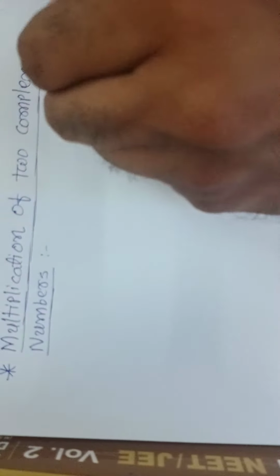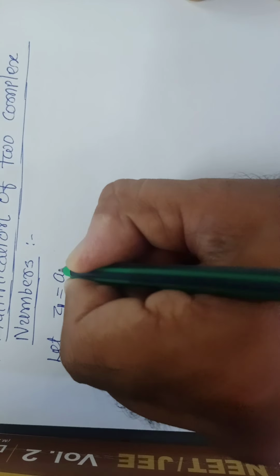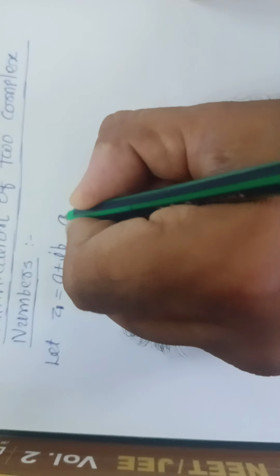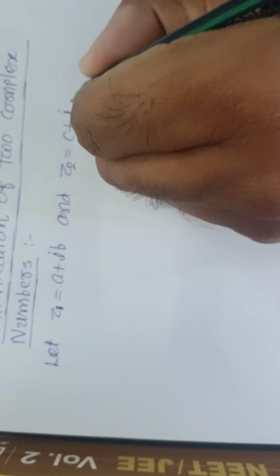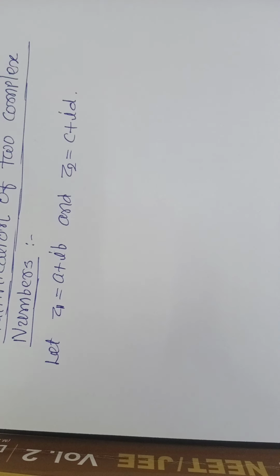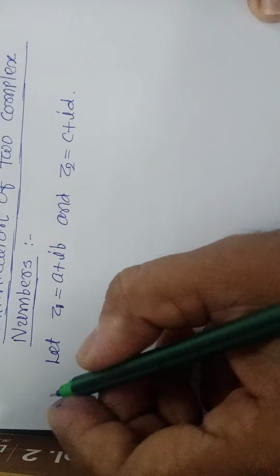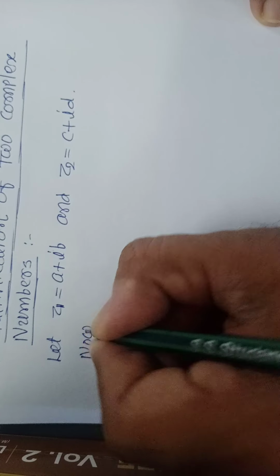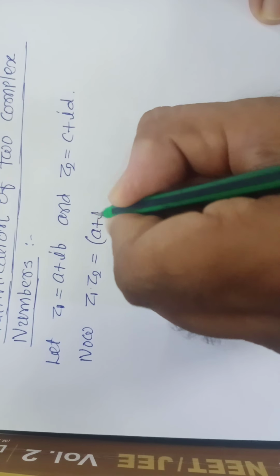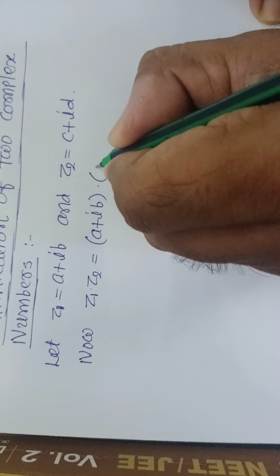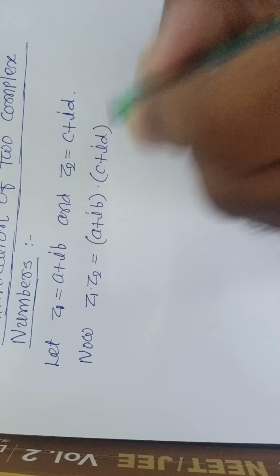Okay, let us start. So let z1 equals a plus ib and z2 equals c plus id. These are two complex numbers, right? Now what is z1 into z2? Let us multiply and let us see what happened. z1 into z2 is (a plus ib) into (c plus id), right? Clear? Multiplication of these two complex numbers.